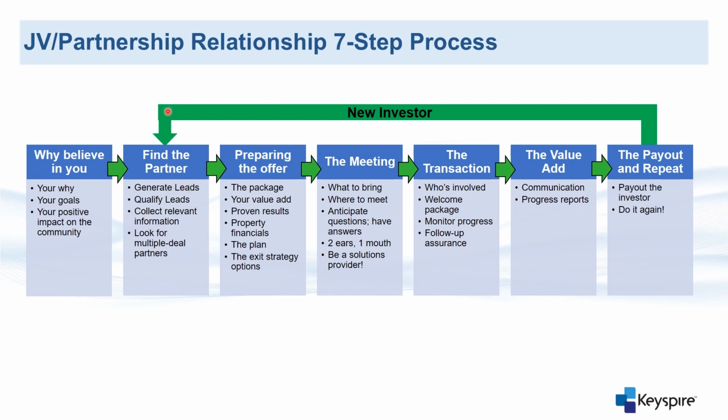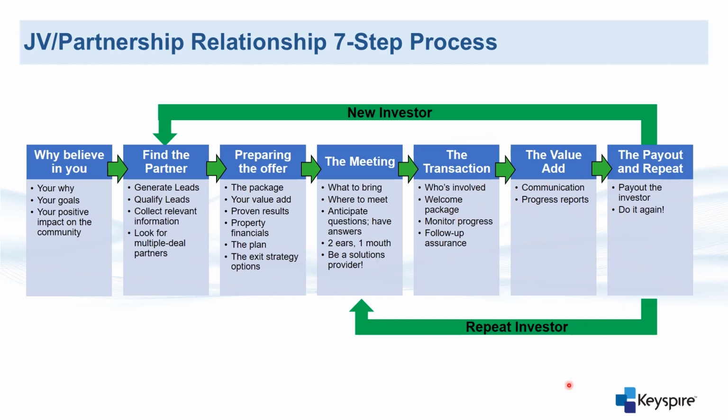And if you have multiple deal partners that we were looking for, then you'll probably go back to the meeting. You'll go back to the meeting and you'll say, look, here I got another great deal. Here it is. Do you want to do it again? And then we go to the transaction, the add value, and we just cycle through. And this is where you can do virtually unlimited deals as an active partner in real estate investing. Because if you can get good at this 7-step process in raising money, and you have investors that want to reinvest with you every single time.